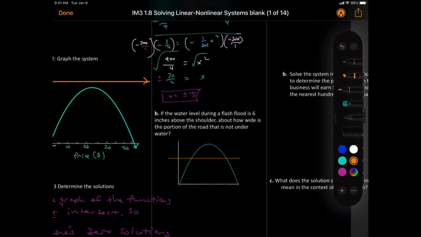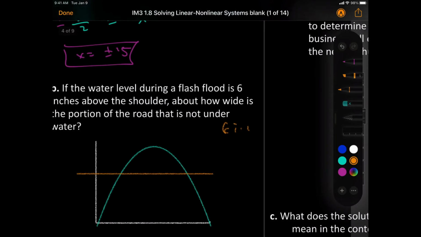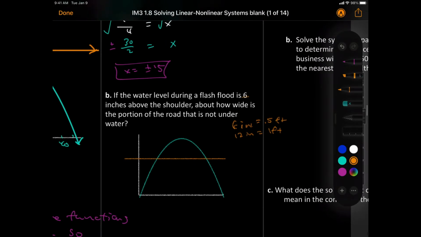We're saying this is at, okay, pay attention, 6 inches. 6 inches, well, 12 inches is 1 foot, yes? So 6 inches is then half of a foot. Because everything has been measured in feet. So I've just basically transferred this. So this is at 0.5. And now they want to know how wide is the distance from here to here.